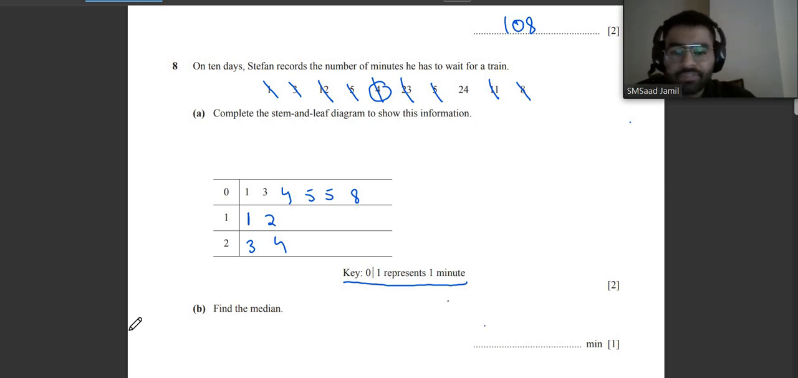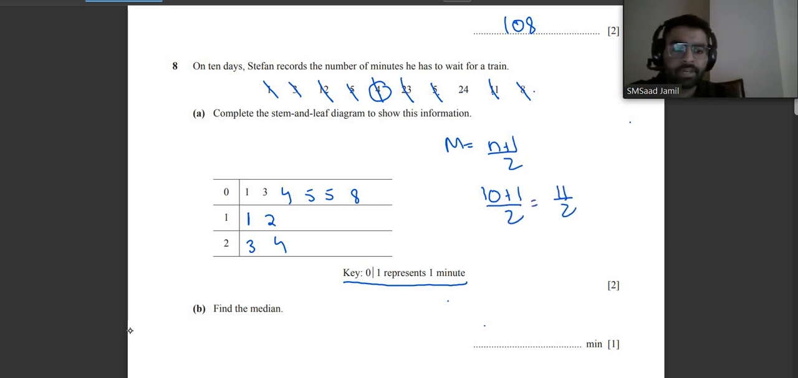Moving on, it says find the median. Median refers to the middle value. In order to find the median, we say m is equal to n plus 1 divided by 2. N is the number of terms. If you look over here, there are 1, 2, 3, 4, 5, 6, 7, 8, 9, 10. So we will do 10 plus 1 divided by 2. That's 11 divided by 2, which is 5.5.